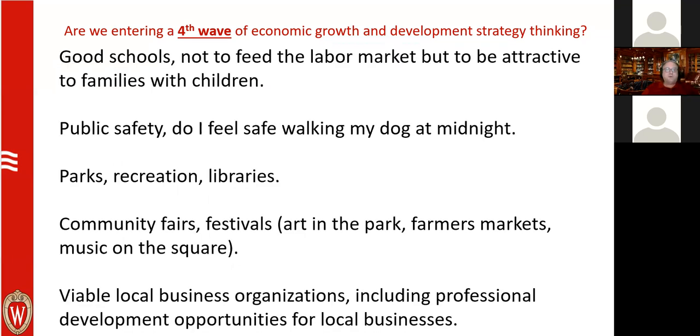We want good schools, not to feed the labor market, but to be attractive to families with children. Public safety. Do I feel safe walking my dog at midnight? Okay. That's high on the list. Parks, recreation, libraries. Okay. These kinds of things are important to quality of life. Community fairs, festivals, art in the park, farmers markets, music on the square. Viable local business organizations, professional development opportunities for local businesses.